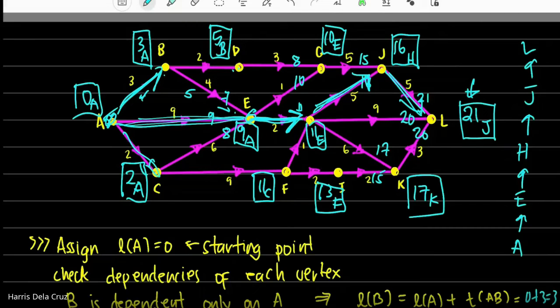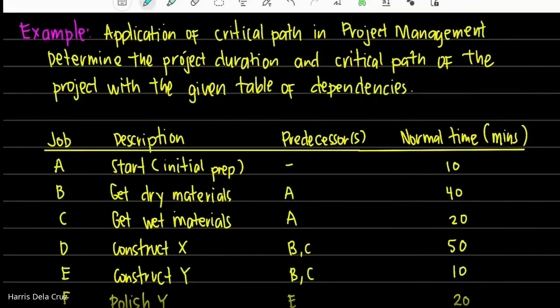So, you can now use these informations to decide or to optimize your project or to properly manage your project. Yan. Very used itong critical path problem sa mga project management. So, now we are going to use PERT in project management in order to determine the critical path of this project with schedule given below.